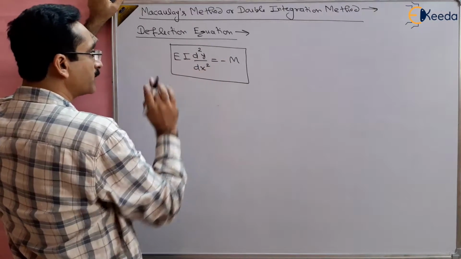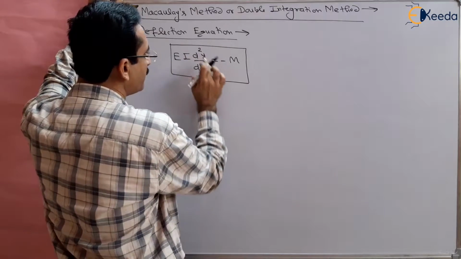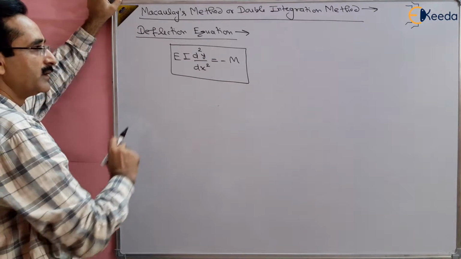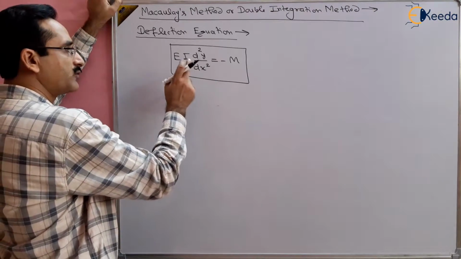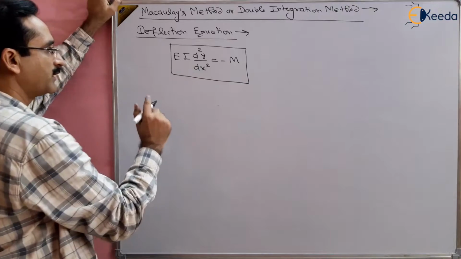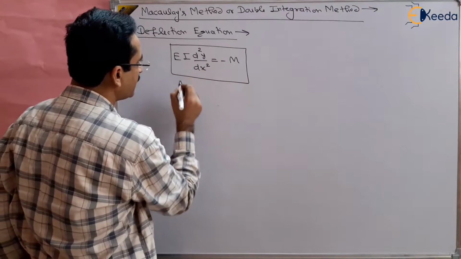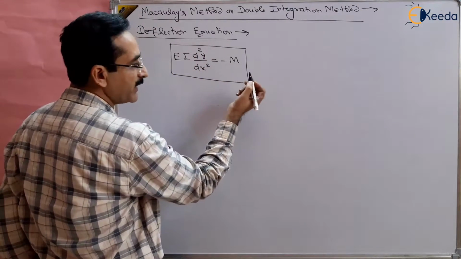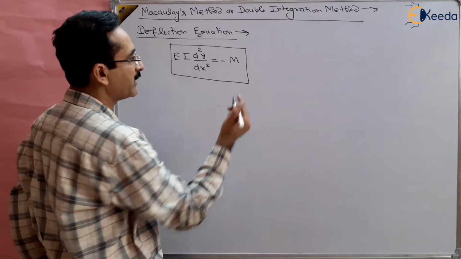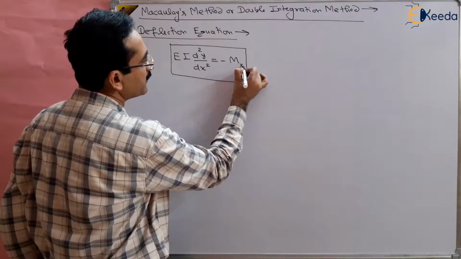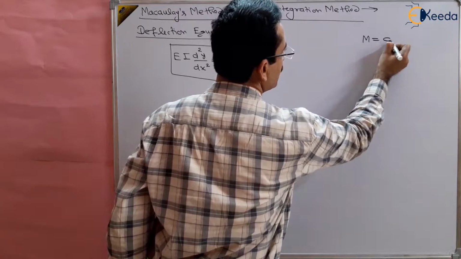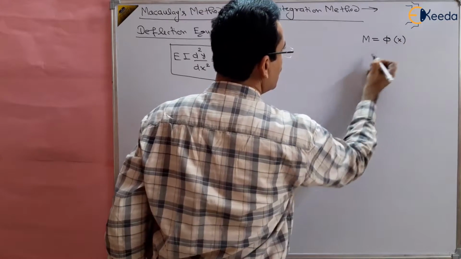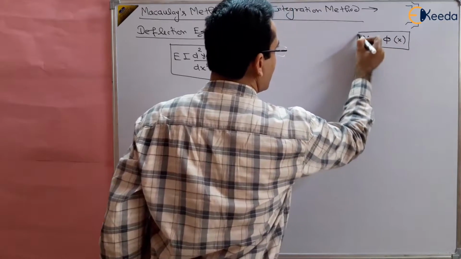From where we have to start? You can see here there is a double derivative of y with respect to x, right? If we integrate once we will get the slope, and if we integrate twice we will get the deflection, right? Suppose M is a variable, M may be a constant, it may be a variable. We are assuming that M is a function of x.